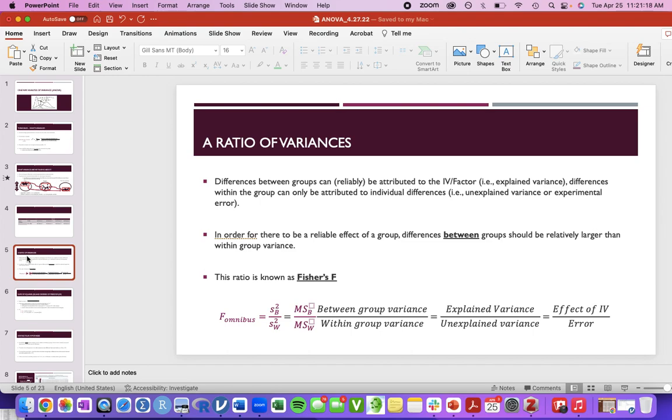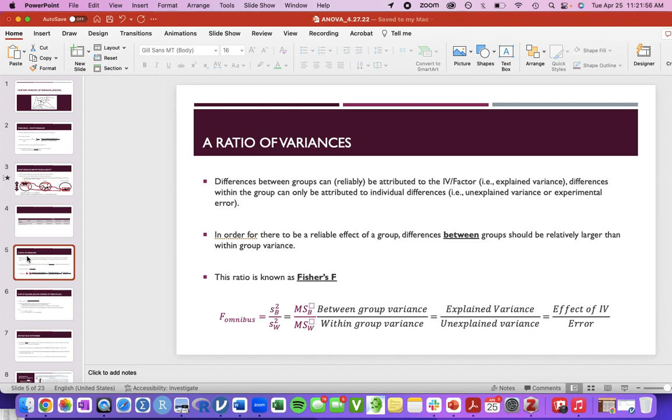So we are looking for a ratio of differences within and between our groups. And this ratio is known as Fisher's F. So when you calculate an ANOVA, you are calculating an F ratio. The differences between groups can reliably be attributed to the independent variable or the factor, so whether groups have coffee or no coffee, for example. But differences within the group can only be attributed to individual differences, and those are unexplained variance or experimental error.